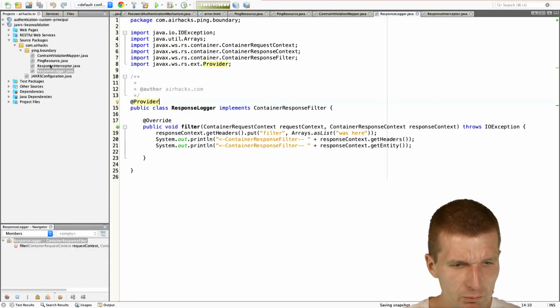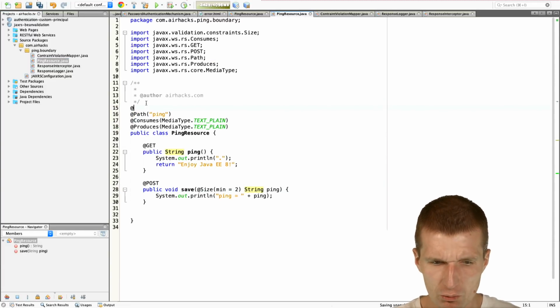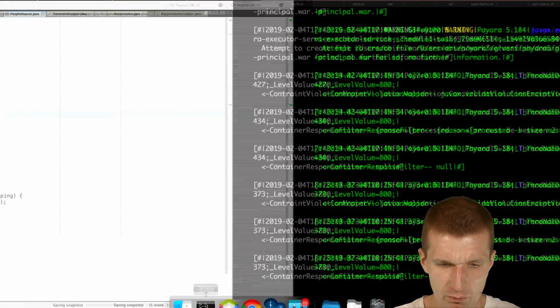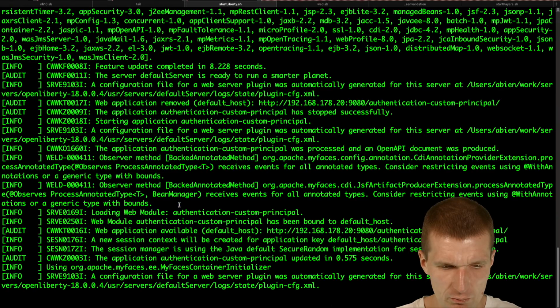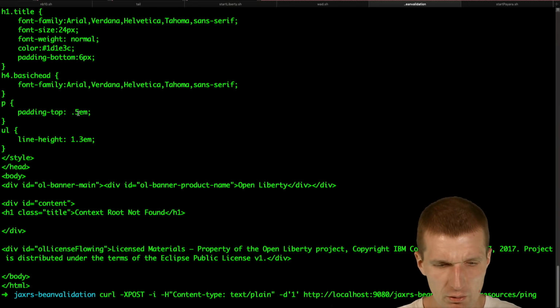In my particular case, what I did, pink resource, there's nothing on there. But usually what I do is stateless. I do this. And by the way, now we can see whether the WAR is still working. And of course it is not working because the WAR is wrong.